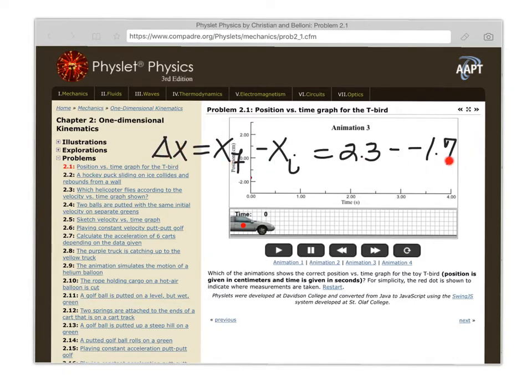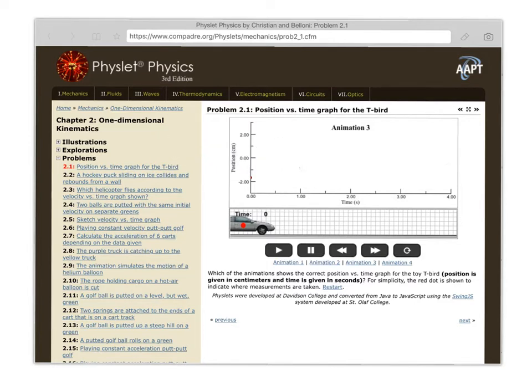And we're practicing this. You don't have to write equations when you do Moodle, but you need to practice this. So delta x equals x final minus x initial. That's our equation for displacement. The final is 2.3. The initial is negative 1.7. We subtract that. We get a displacement of 4 meters. Okay, let's reset it and run it and see how long it takes to go 4 meters.